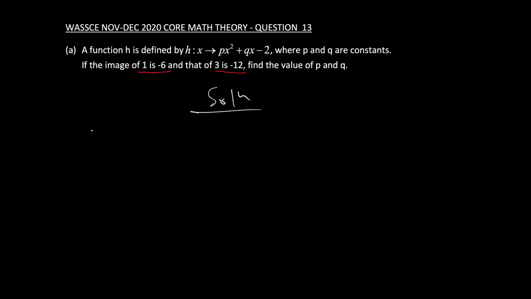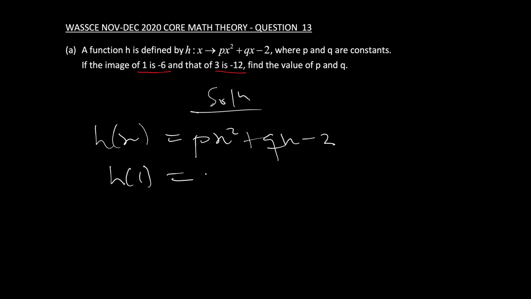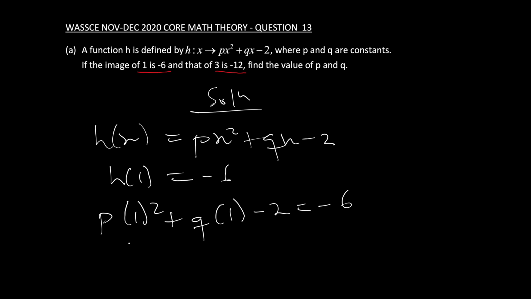So first, let's put 1 into h of x. We know our h of x is px squared plus qx minus 2. So if we put 1 in h of x, we should get negative 6. So p of 1 squared plus q of 1 minus 2 should be equal to minus 6. Now we have p plus q minus 2 is equal to minus 6.